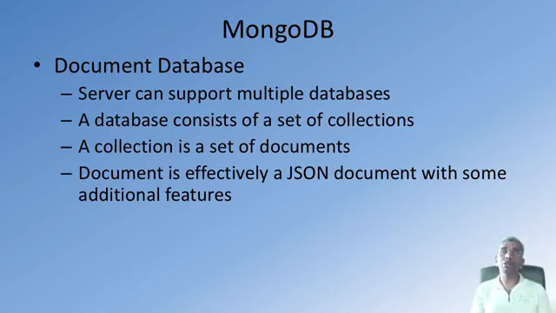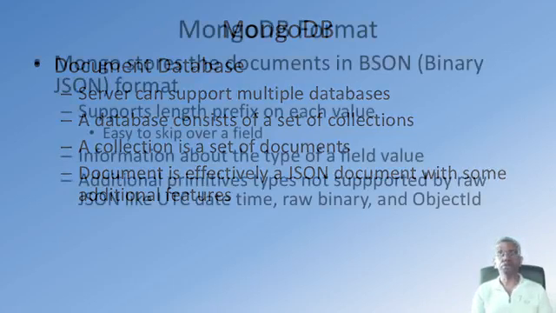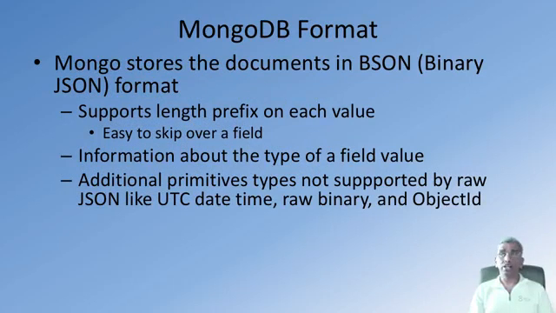In fact, MongoDB stores the document in a more compact form called the BSON format. We'll talk about that in the next slide. While MongoDB is a document-based database, it stores the JSON documents in a compact form called the BSON format, or the binary JSON format. Now, this supports a length prefix on each value so that skipping over a field becomes a lot easier.